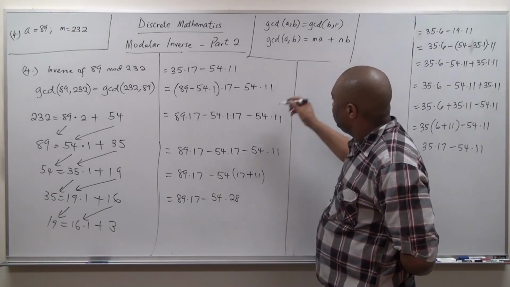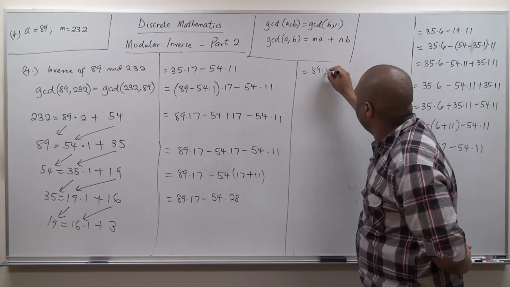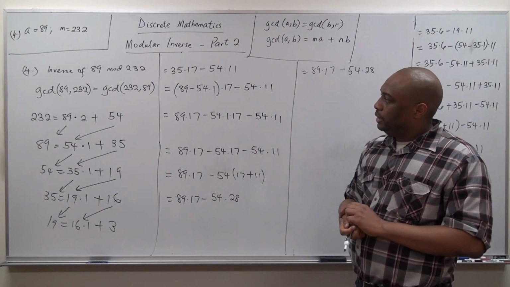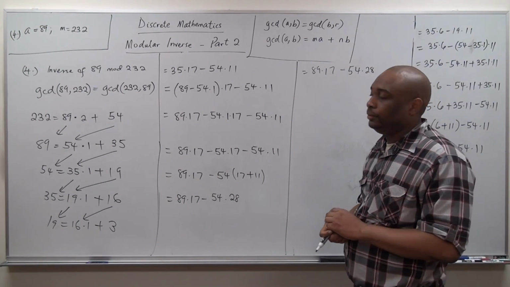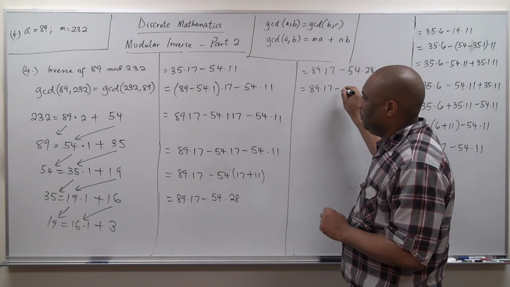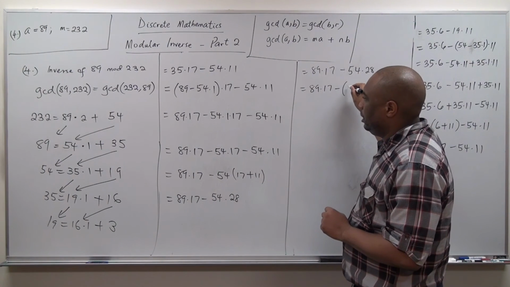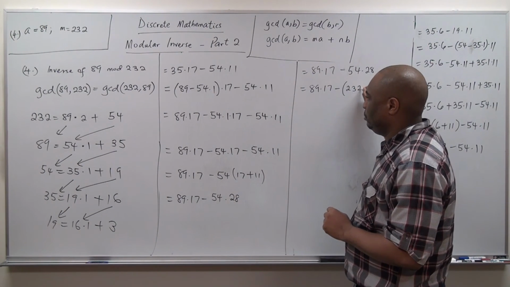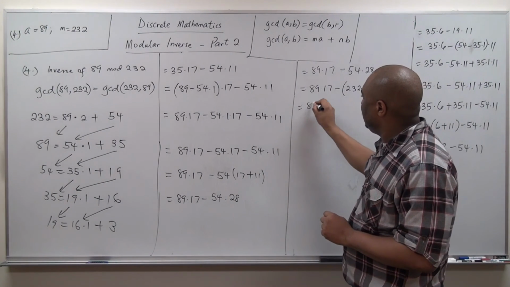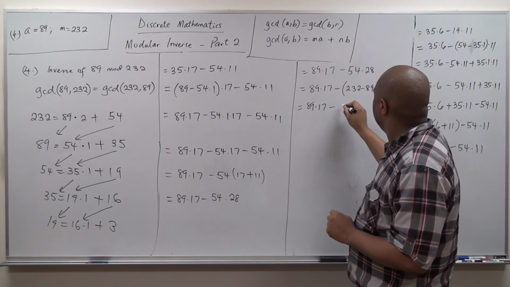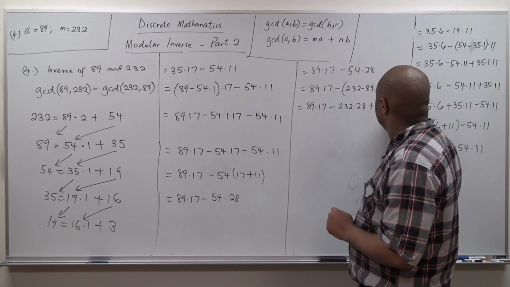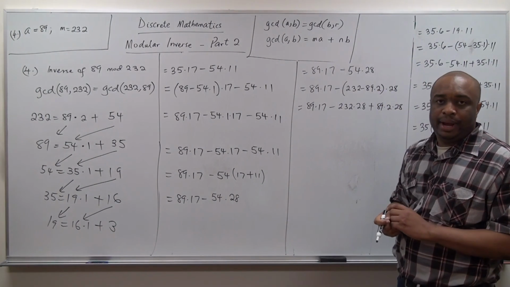Alright, so the last place we stopped is 89 times 17 minus 54 times 28. Okay? So we solve for 54, right? And that is 89 times 17 minus 54 is 232 minus 89 times 2, then times 28. So this is 89 times 17 minus 232 times 28 plus 89 times 2 times 28, right?